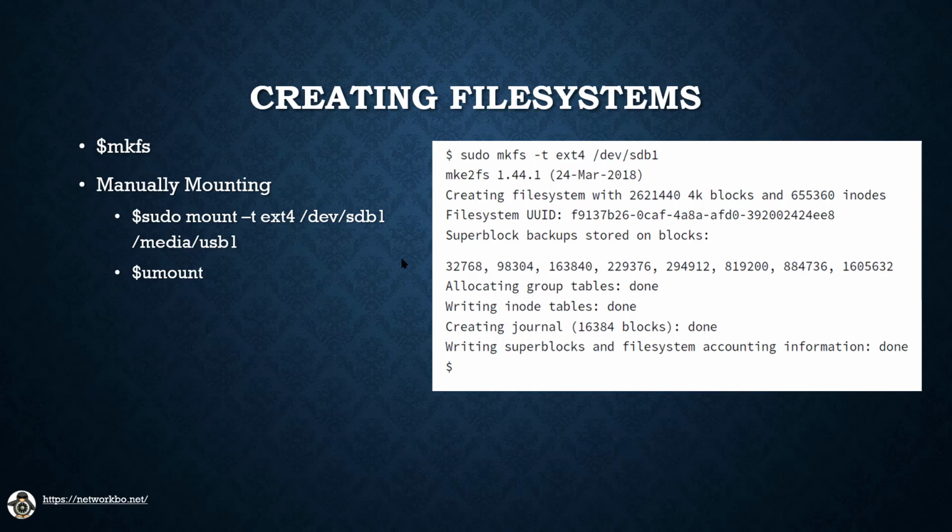So for example, you'd use sudo mount -t ext4 for the file system type, then the path to the drive, and then what you're mounting it to. In this case is USB 1. With the mount command, the device is only attached until the system reboots. If you want to remove a device without rebooting the system, you will use the umount command with either the device name or the mount point directory.